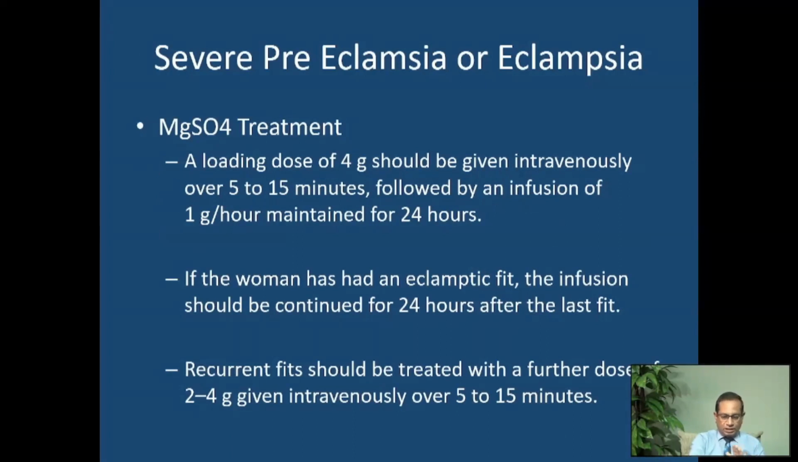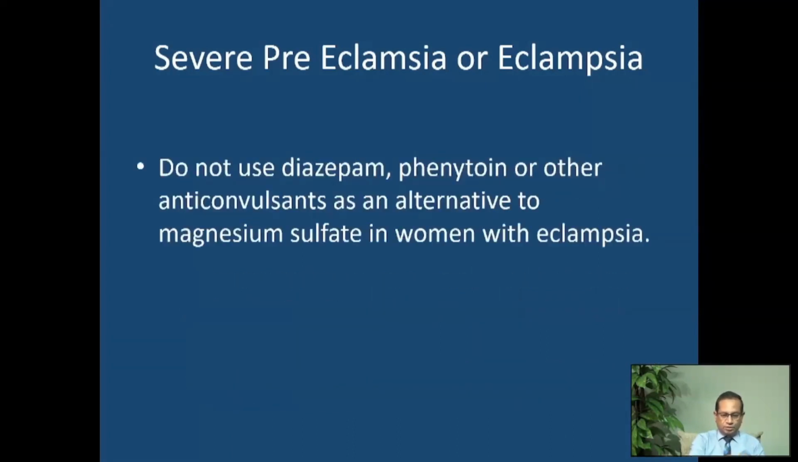But you need to continue the intravenous 1 gram per hour from the last fit for a period of 24 hours. And this is very important: do not use diazepam, phenytoin or other anticonvulsants as an alternative to magnesium sulfate in women with eclampsia.